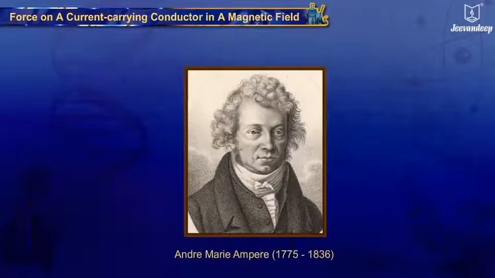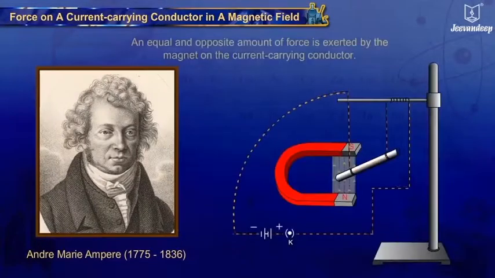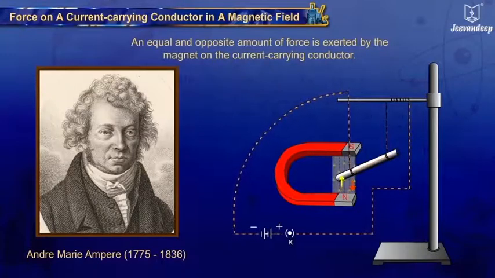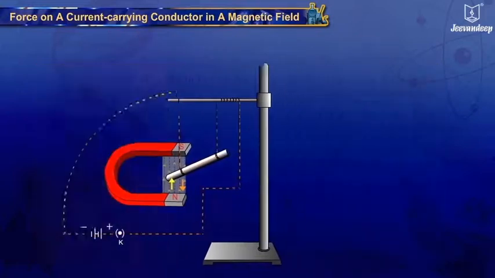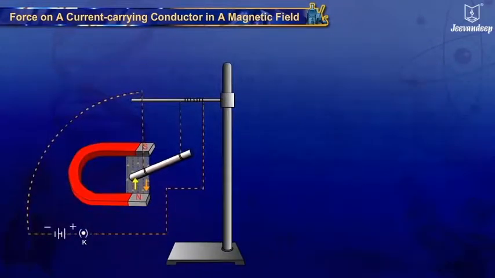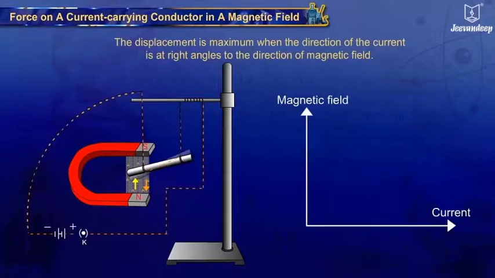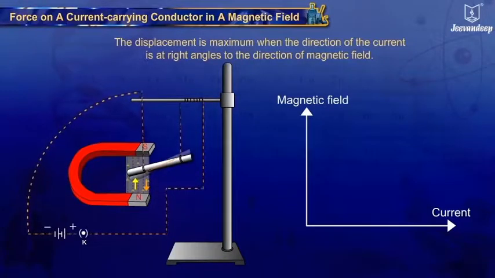French scientist André Marie Ampère, 1775 to 1836, suggested that an equal and opposite amount of force is exerted by the magnet on the current-carrying conductor. This force results in the displacement of the rod. The displacement is maximum when the direction of the current is at right angles to the direction of magnetic field.